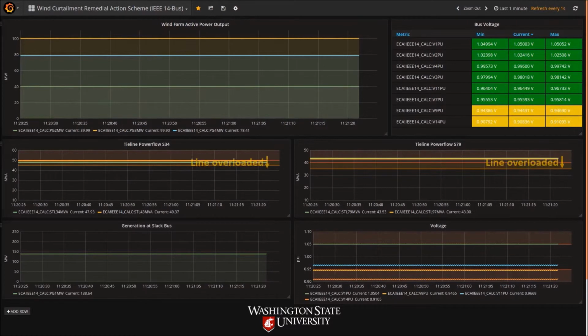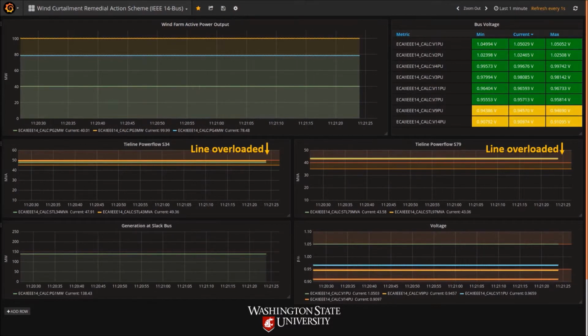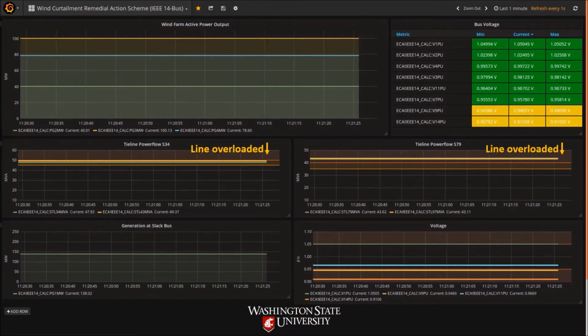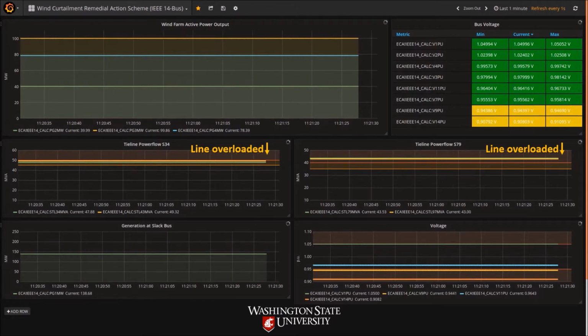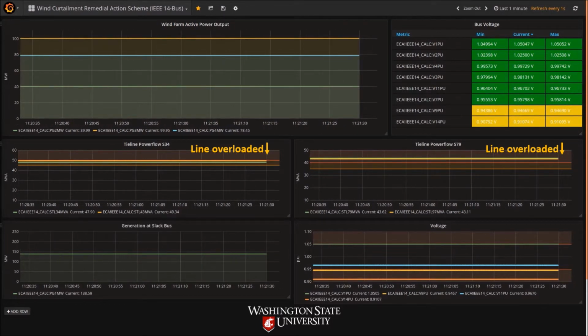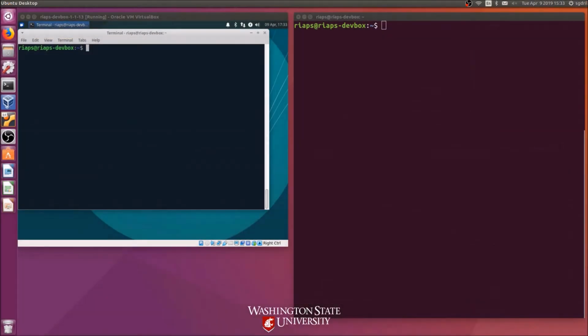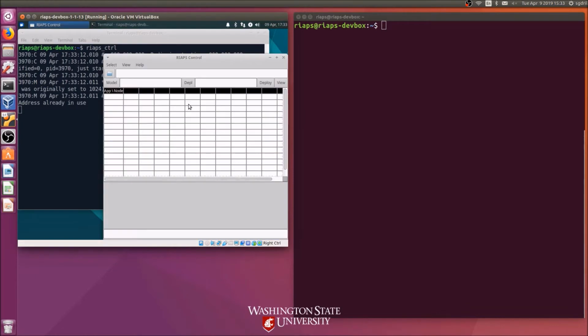On the dashboard, we can see that branch 3 to 4 is under warning overloading condition, and branch 7 to 9 is under critical overloading condition. The voltage magnitudes on bus 9 and bus 14 violate the operational limits between 0.95 and 1.05 per unit. Now we can deploy our minimal wind curtailment RES application.